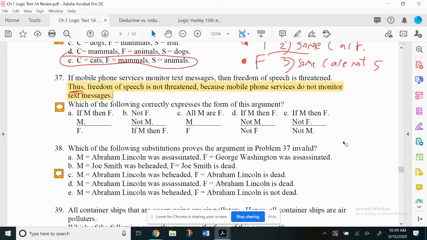Try to work it out. Come back. Okay. We're back. This one is D.